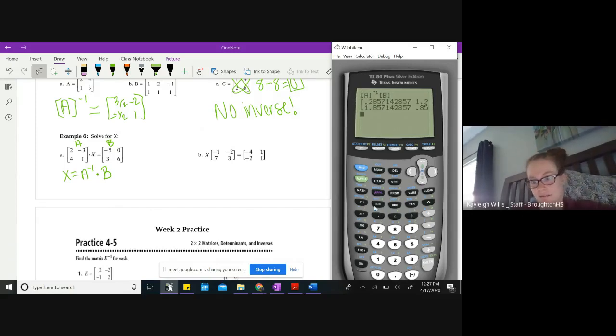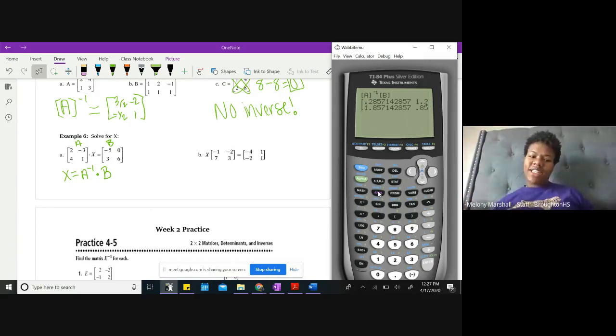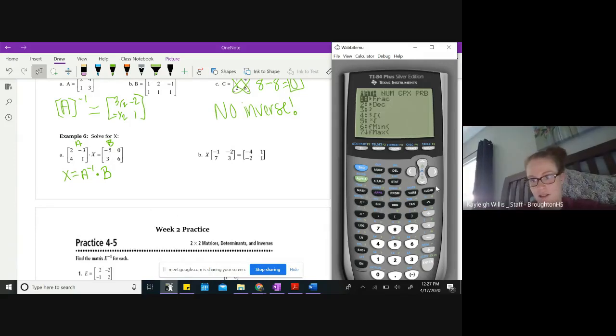That's a mess. But we can change those to fractions. Yes, we can. So, wait, I messed up. Math, enter, enter. So there's the answer. I'm not going to write it down because it's too hard to do right now.